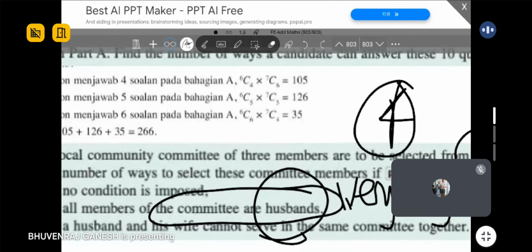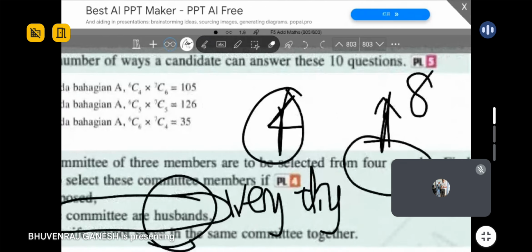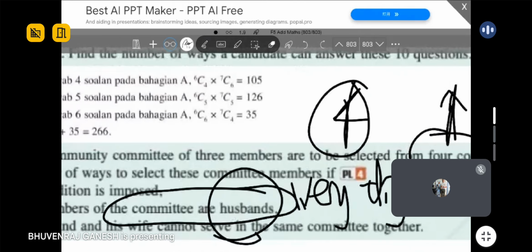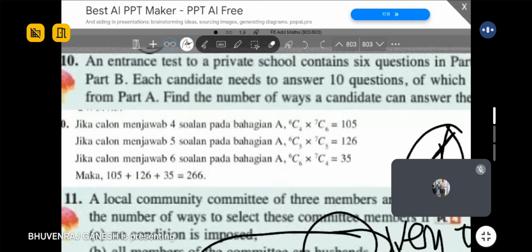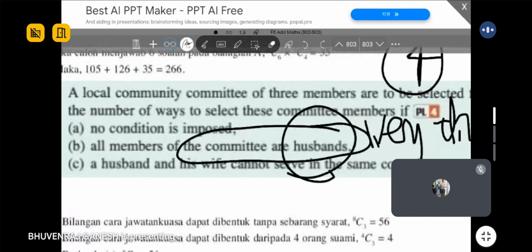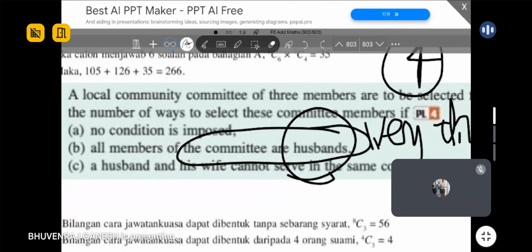But since we are taking SPM, kena ada etika jugalah sikit. Okay, you must have ethics. Pendidikan moral atau pendidikan Islam. Okay, so the answer is 4C3 because you got 4 husbands, choose 3.